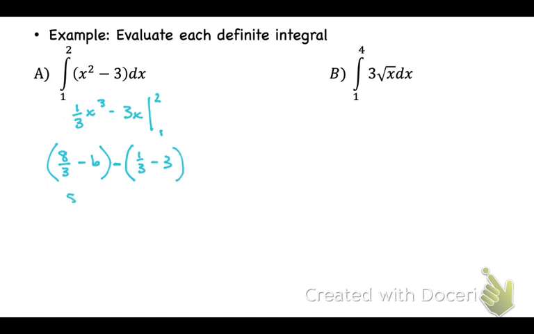So I have 8/3 minus 6. Actually, how about 18/3, right? 18/3 minus 1/3 plus 9/3. So negative 10, negative 2/3.